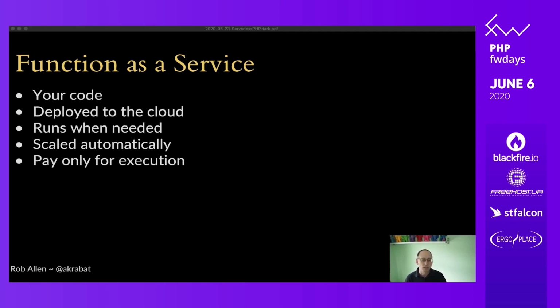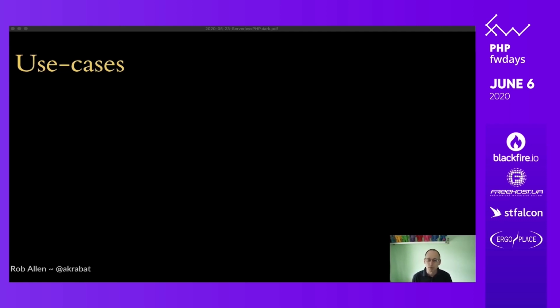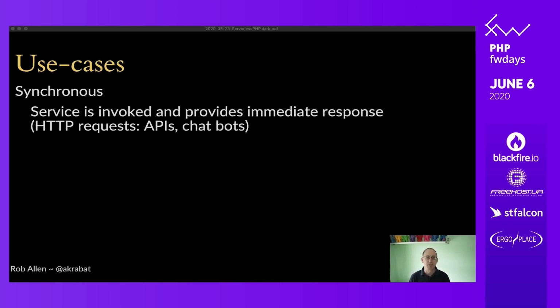So it's your code, it's deployed to the cloud, it runs when needed, and you only pay for it when it's executing. Got lots of execution, it's going to scale up for us. Have next to no application, it's going to scale down again. So it's a very flexible solution for us. What are the use cases for it? How do they work? We've got two main types.